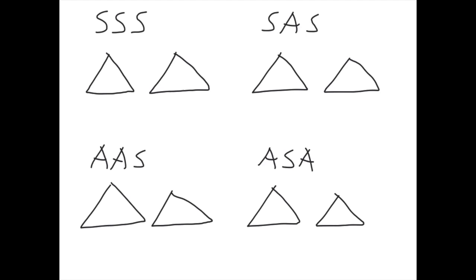SSS. That stands for side, side, side. So that means in each of the triangles, all the sides are congruent. So one side congruent to one side, second side congruent to a second side, and a third side congruent to a third side.